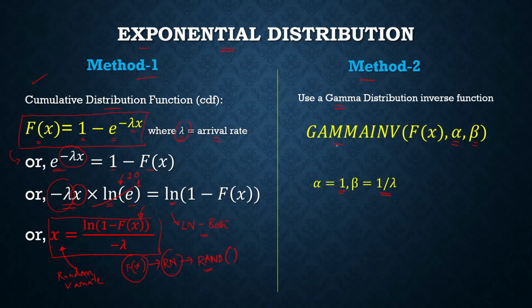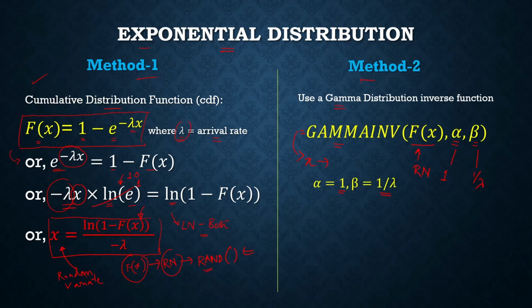Fortunately, Excel has given us the gamma inverse function. It has not given us an exponential inverse function, but the gamma inverse function is available. Using that gamma inverse function, you enter alpha equal to 1 and beta equal to 1 over lambda, and again fx is the random number, that is rand. If you enter this, you get x from this formula, and that is your random variate following that exponential distribution. So these are the two methods we need to follow.